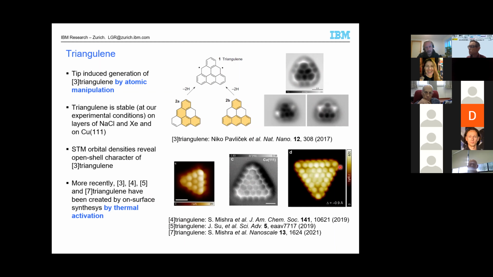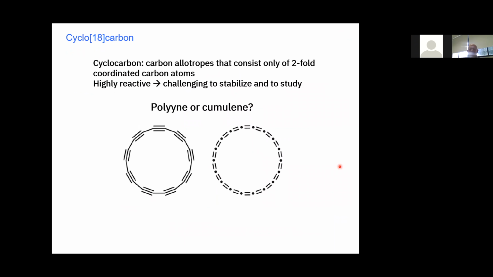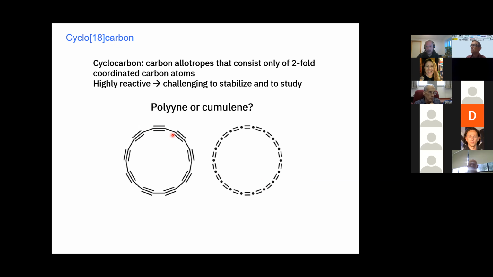For the next one, this is even more reactive. And here only the atom manipulation route would work because you cannot do this one on a metal. So here the goal is to make cyclocarbons. So that's an allotrope of carbon. It's a very elusive one. It hadn't been investigated before or couldn't be investigated because it's so reactive. And actually theory was also very unsure what's the correct structure of this molecule.